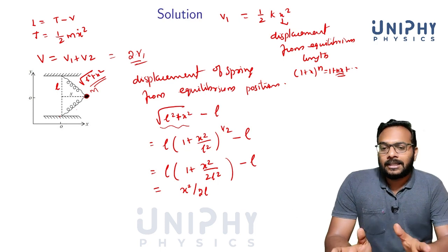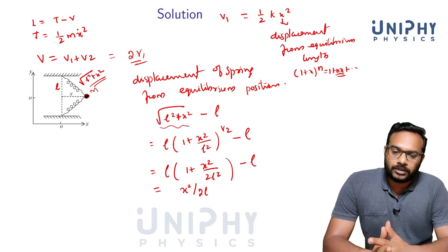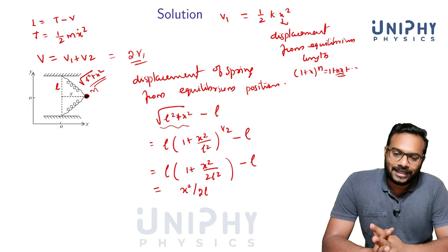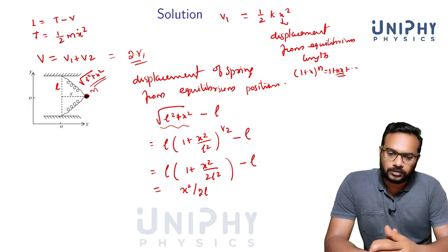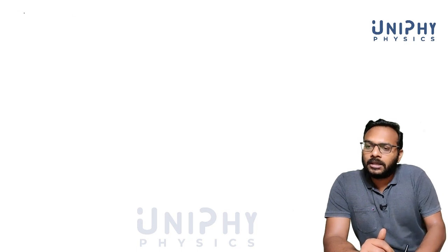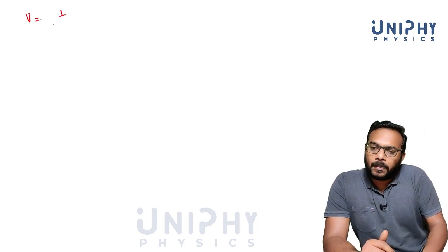So this is the displacement of the spring from the equilibrium position if x is very small. We are talking about small oscillations. Now we can find the potential energy. V is equal to V1, right?